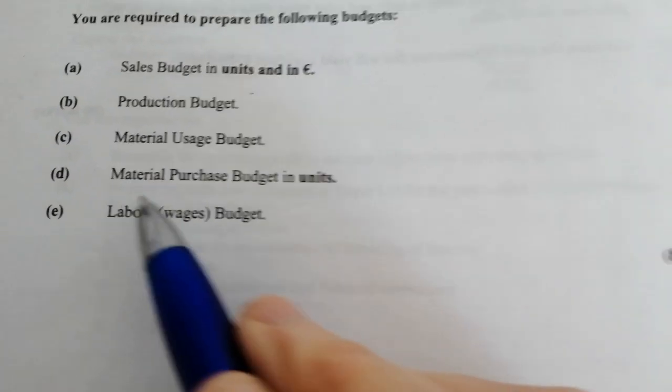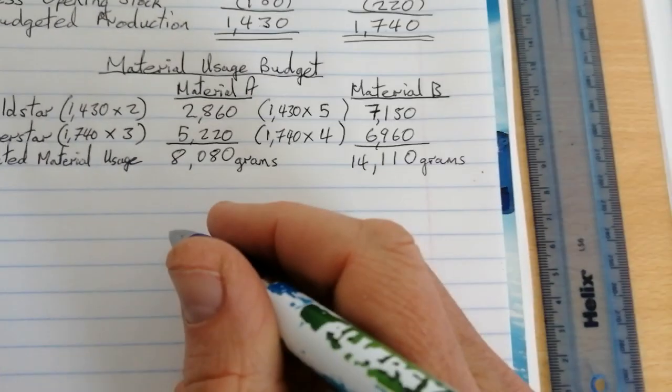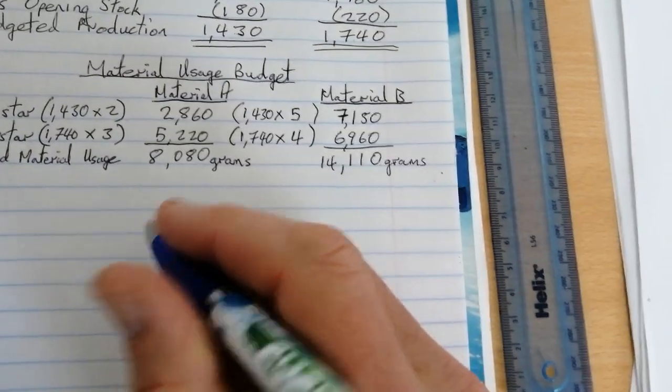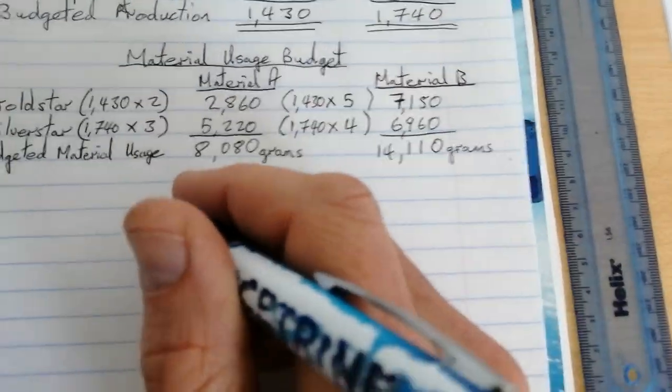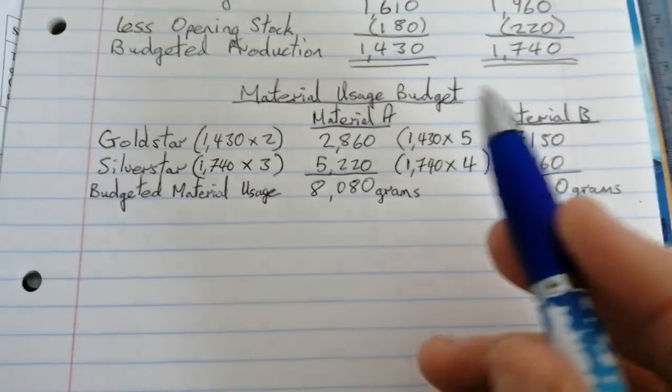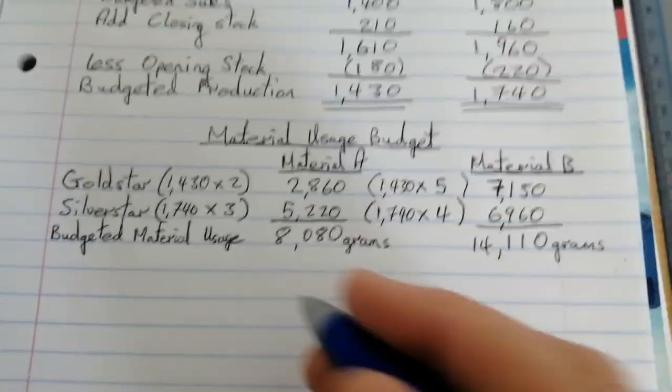Okay, so next thing we're asked to do is to get the material purchases budget in units. Okay, does it say just in units? Yeah, just in units. Okay. Sometimes that's in units and in euros if they give you a cost price for each gram of the material, but perhaps that's just at higher level.